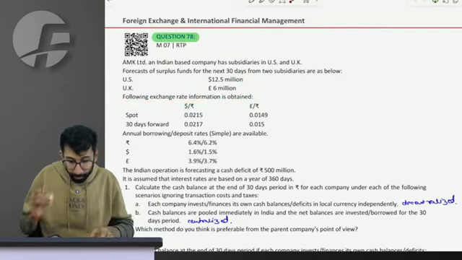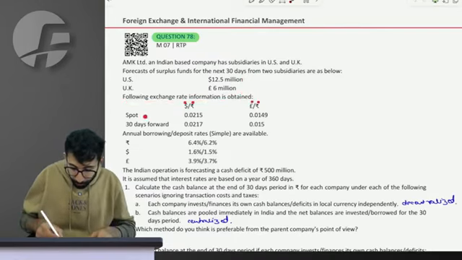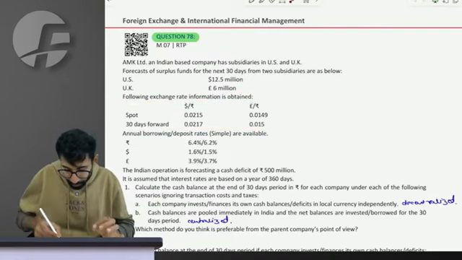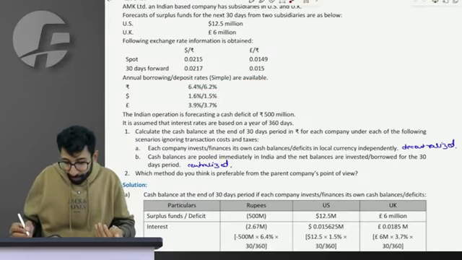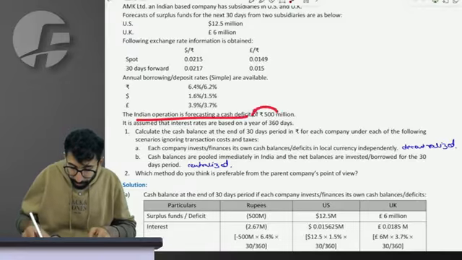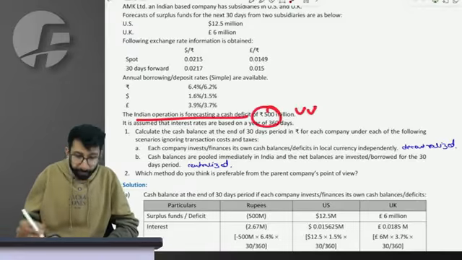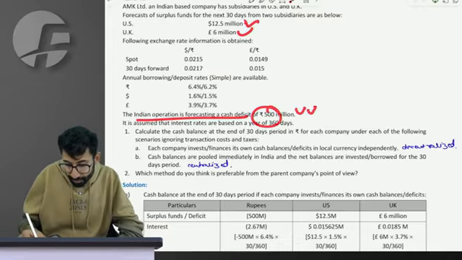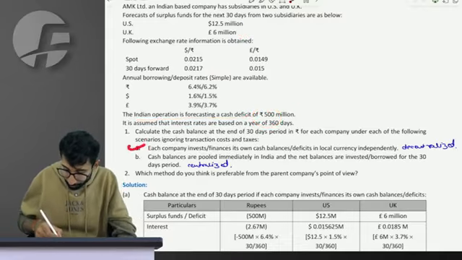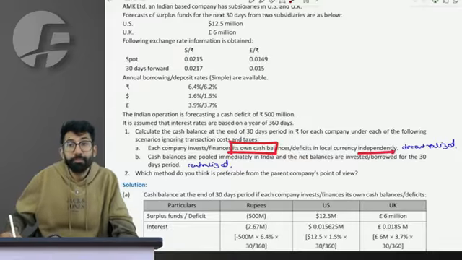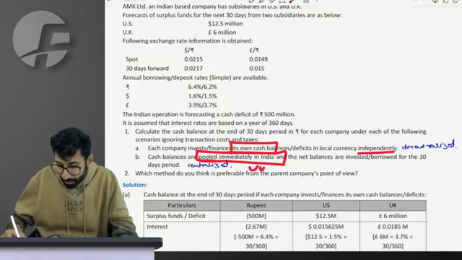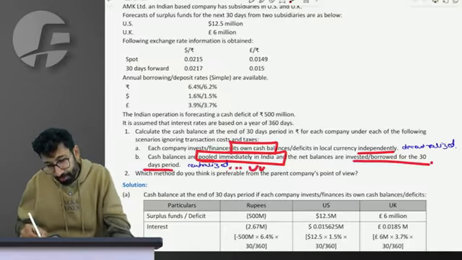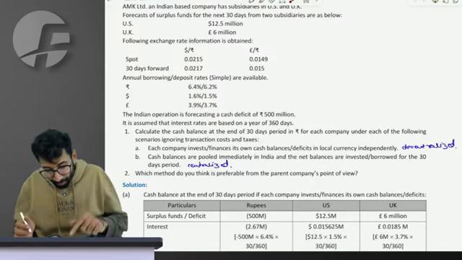Following exchange rate obtained: dollar per rupee, pound per rupee today and 30-day forward rate. Borrowing and deposit rate in the respective country has been given. Indian operation has deficit of 500 million. The other two countries had surplus, Indian operation had deficit. Sir, you have two choices. Invest own cash independently, means decentralized, or pool everything in India and invest that pooled amount, that is centralized. Let's think one by one.